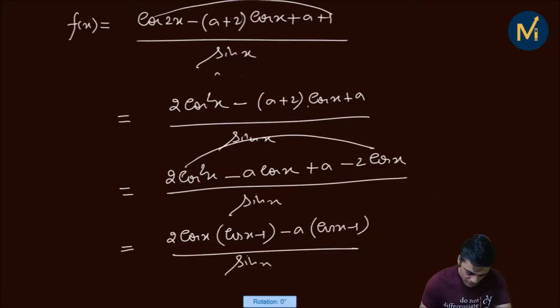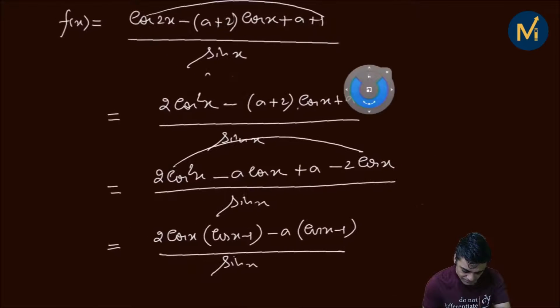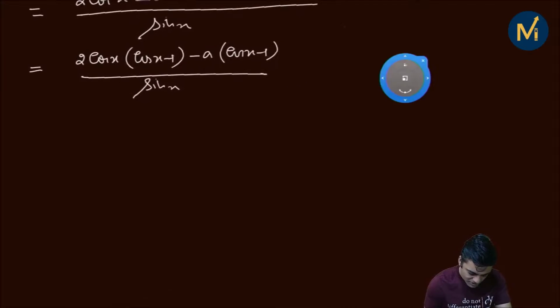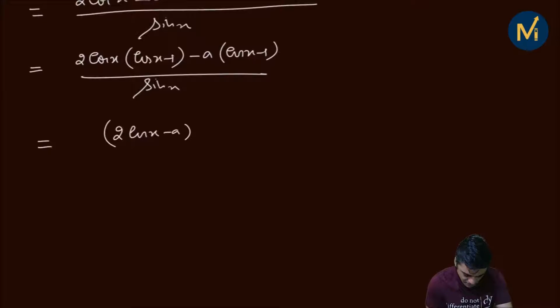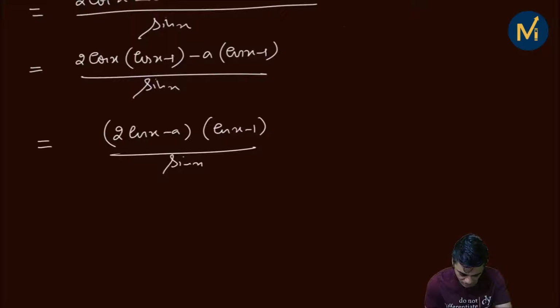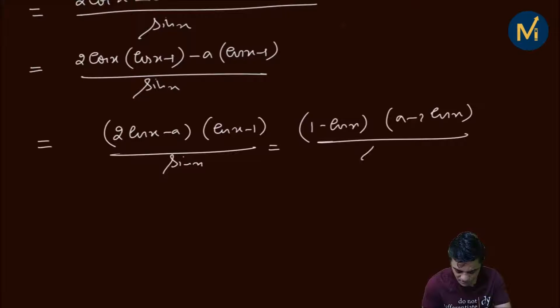Okay, now can you write this expression as (2 cos x minus a) multiplied by (cos x minus 1) divided by sin x, or even you can write this as (1 minus cos x) into (a minus 2 cos x) divided by sin x. So this is your f of x.